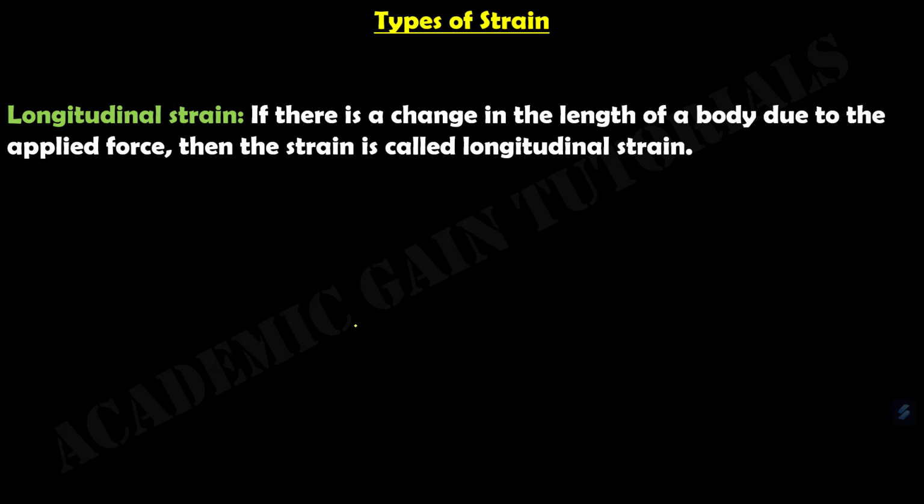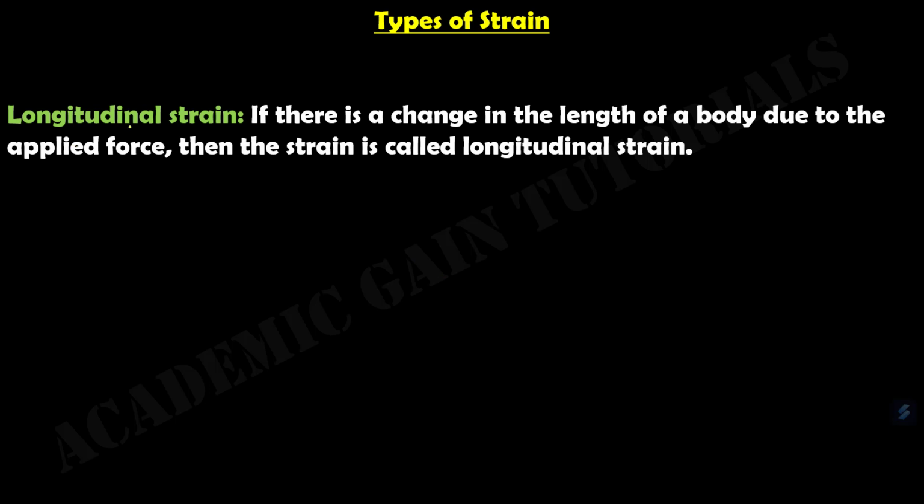In our previous lecture, we saw some quantities relating to elasticity. We know what is a perfectly elastic body, what is a plastic body, what is a rigid body, what is strain, what is stress, etc. Now, we'll see types of strain. There are three types of strain.